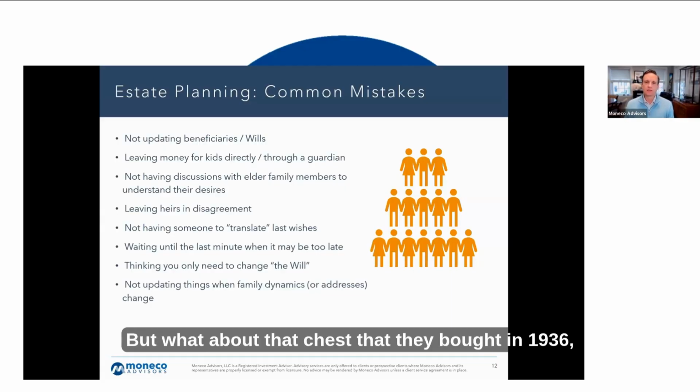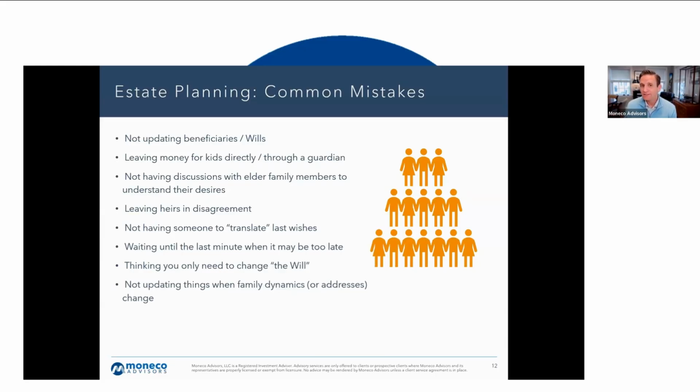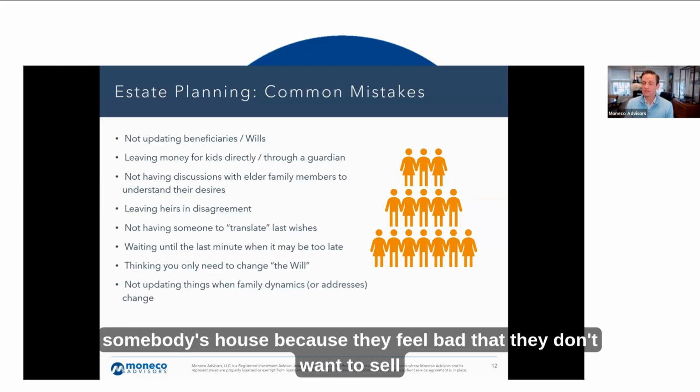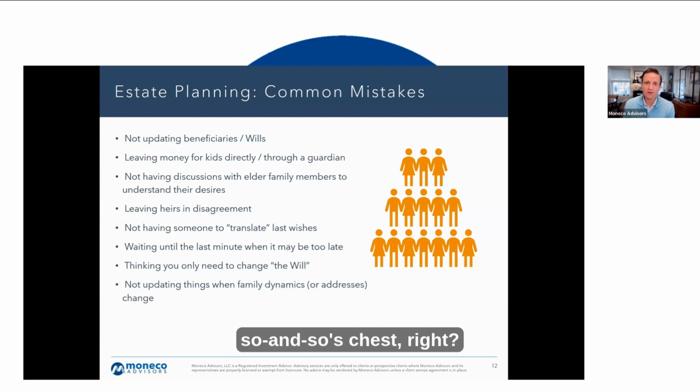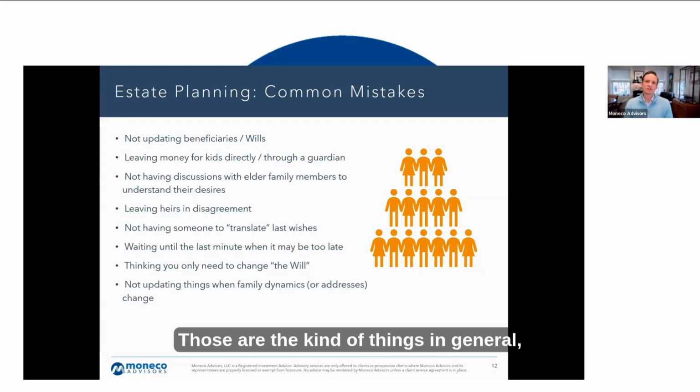But what about that chest that they bought in 1936, right? That's been in the family for years. Did they want it to go to somebody specific? Did they care if it was sold? Do they want to make sure it stays in the family forever or not? Maybe that creates a situation where it's going to sit in somebody's house because they feel bad that they don't want to sell so-and-so's chest, right? And then they're going to be stuck with it for the next 30 years. Those are the kind of things where, in general, understanding what last wishes would be is helpful.